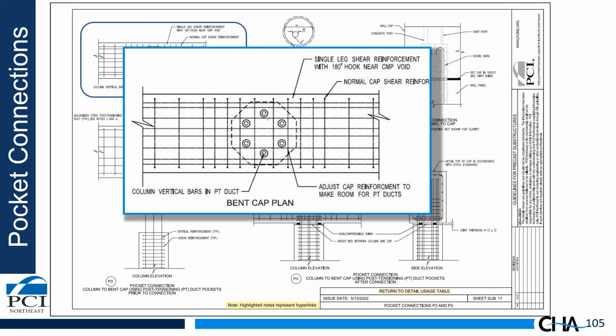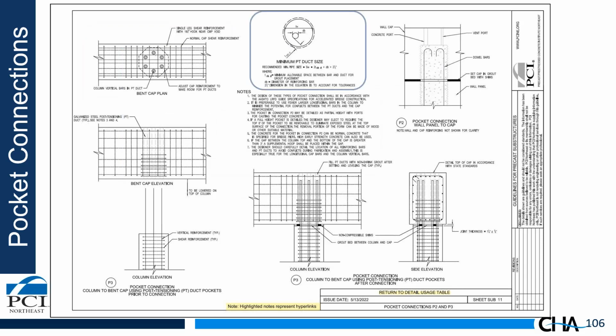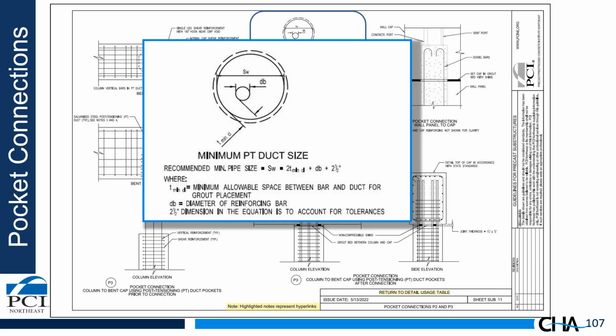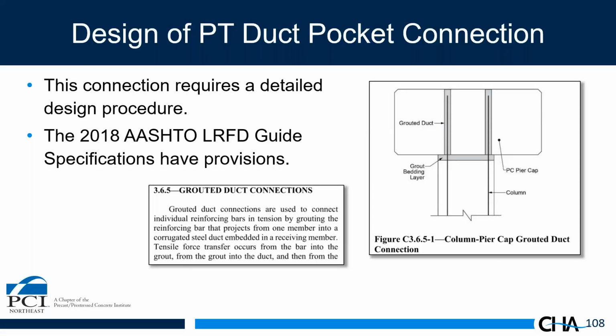Again, you should lay out the reinforcing in the cap to make sure those post-tensioning ducts do not interfere with the reinforcing in the cap. As with the other pocket connection, we give recommendations for how to calculate the size of the post-tensioning duct required based on the anticipated tolerances to be used. So as far as design of this connection, again, it's covered by the AASHTO guide specifications in Article 365. And these two boxes shown here are snippets from the AASHTO guide specification.